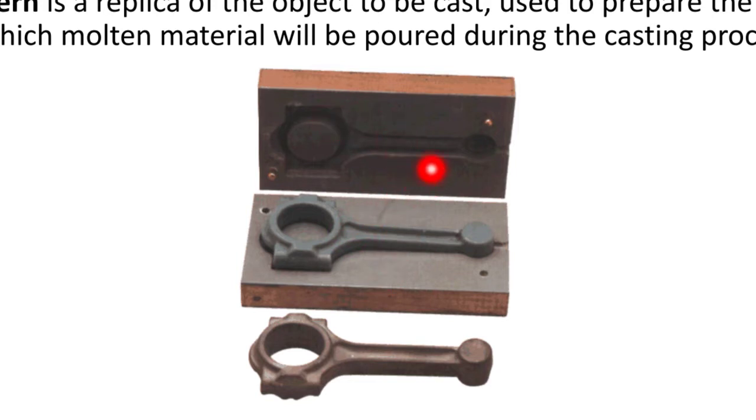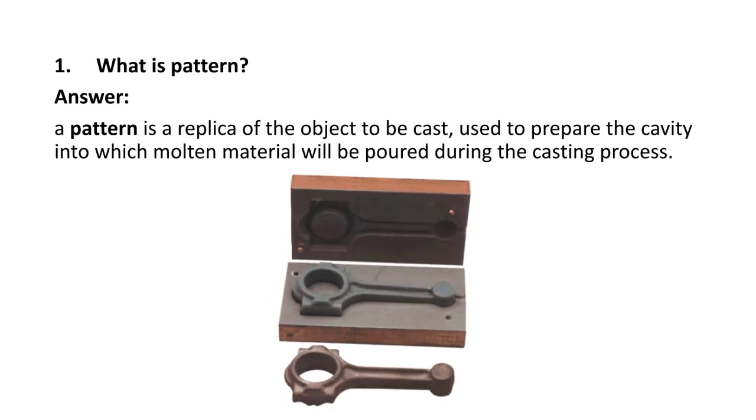This is known as mold, which is made in two parts. The upper portion is known as cope. The lower portion is known as drag, and the cavity is prepared inside the cope and drag with the help of this pattern. After preparation of the cavity, the molten metal is poured inside this cavity and allowed to solidify. The solidified part is known as casting, or the entire process is known as casting. So the pattern is nothing but the replica of the object which is to be cast.